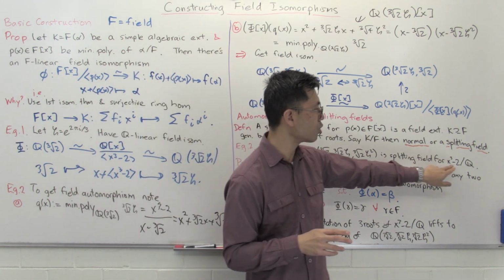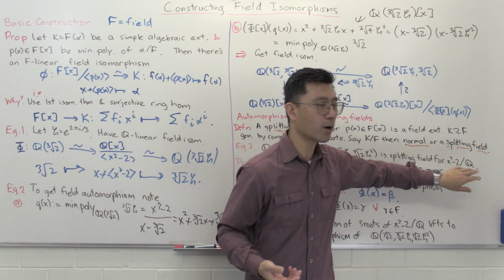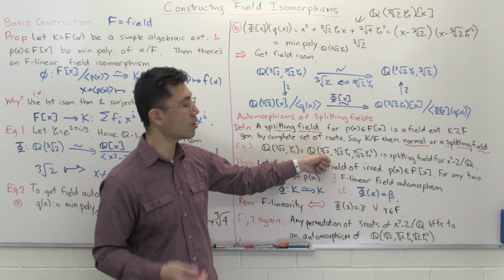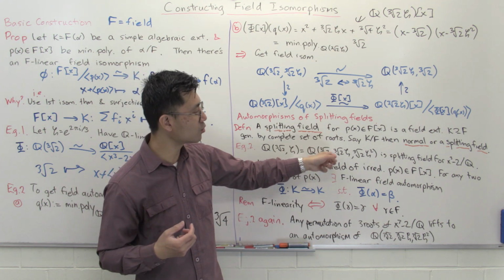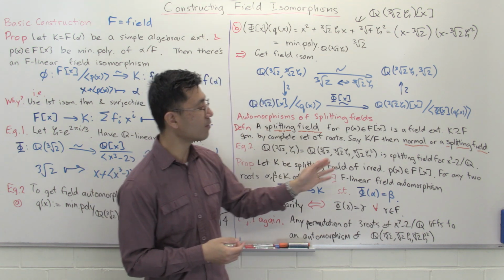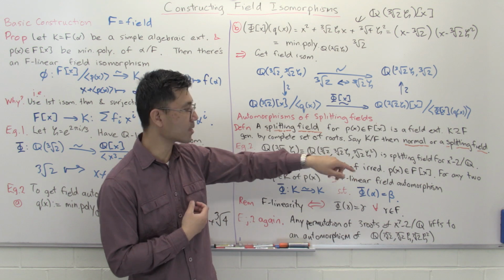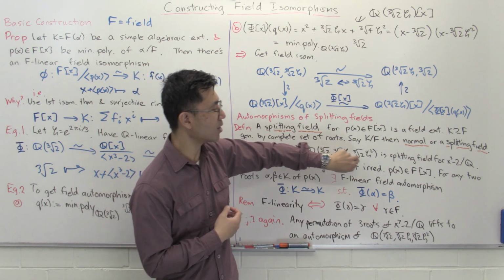Let's have a look at x cubed minus 2. That's a polynomial over the rationals. And what are the three roots? The three roots are, at least inside the complex numbers, cube root of 2, cube root of 2 zeta, and cube root of 2 zeta squared. So the splitting field for x cubed minus 2 over Q, or one of them, the one that sits inside the complex numbers, is just Q adjoin these three things.